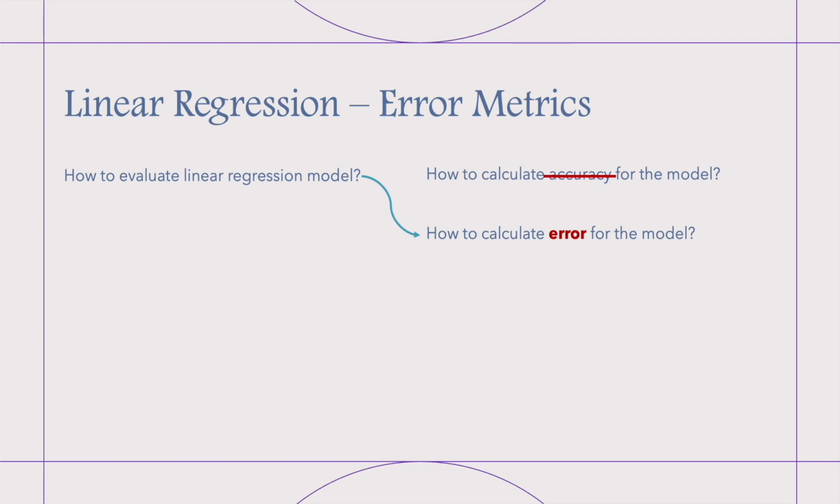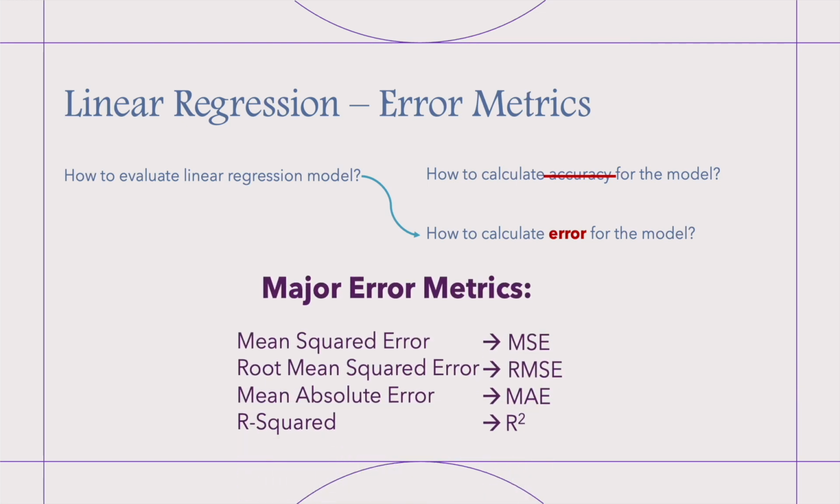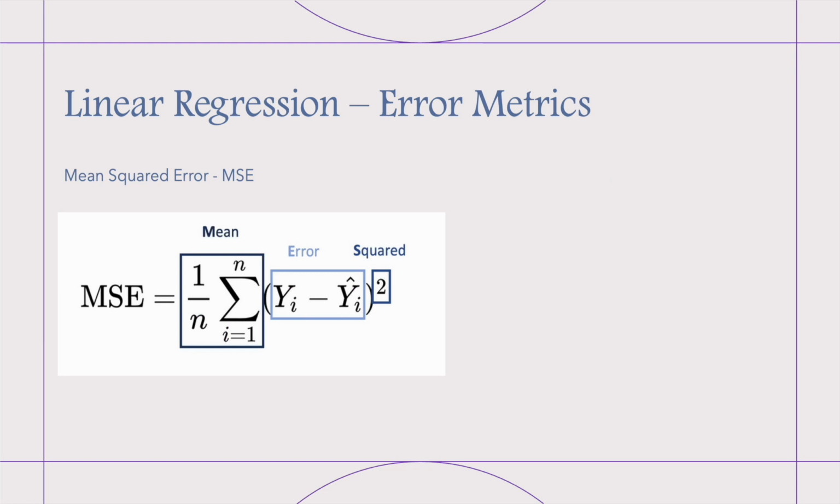And you already know that we will use loss function. We will use different error metrics, and these are the major ones. Of course, there are more, as you saw in the previous slides, but I will just explain these ones. Mean squared error, root mean squared error, mean absolute error, and R squared.